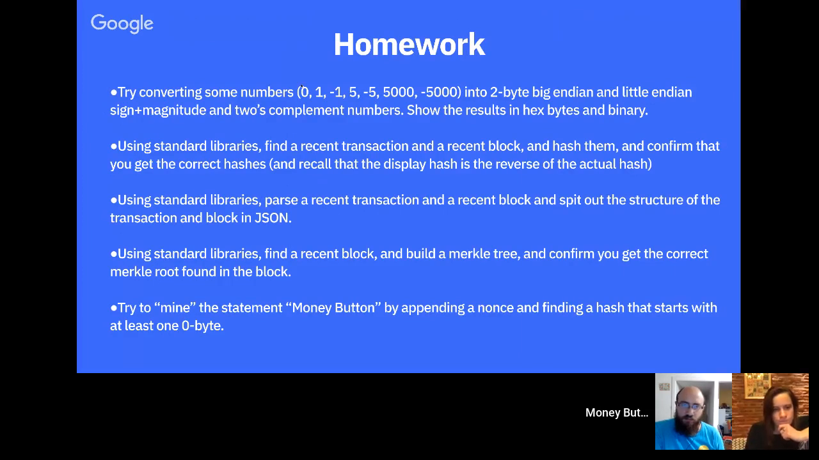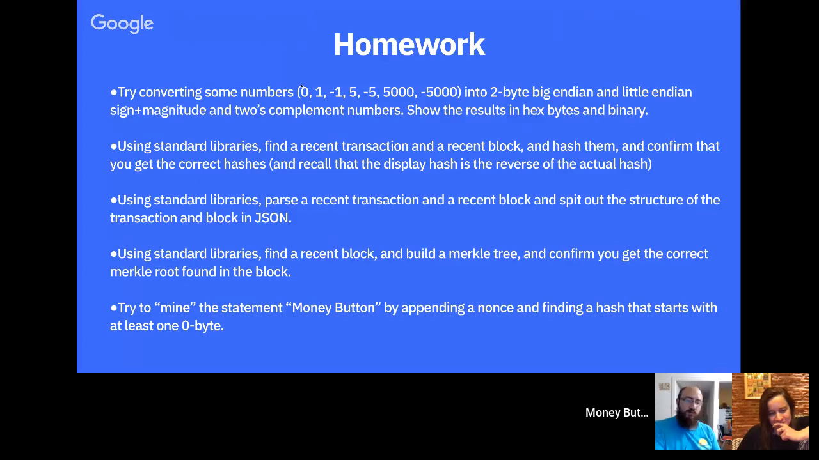Now, these are homework assignments for all the people watching this if you want to really prove that you understand this. These are just examples of things you can do. You can try converting numbers into Bigendian, Littleendian, sign magnitude, two's complement, and see the results for yourself, and you can easily do this in Node.js, or C++ if you wanted to, but it's way easier in Node.js. You can also use a library to find a recent transaction and hash it yourself and confirm that you get the correct hash.